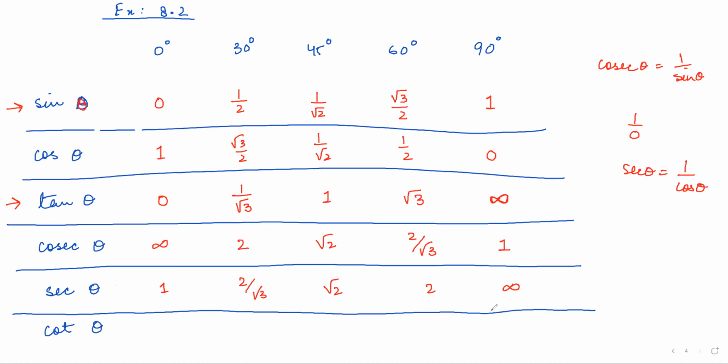Correct? Okay. Now cot is 1 by tan, you know. So you know the tan values. So 1 by 0, again not defined. This will become under root 3. 1 by 1 is 1. This will become 1 by under root 3. And 1 upon infinity is how much? 1 upon infinity is 0. Yes, 0. So this is the table you have to remember.